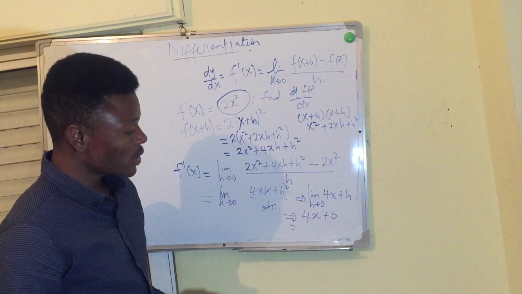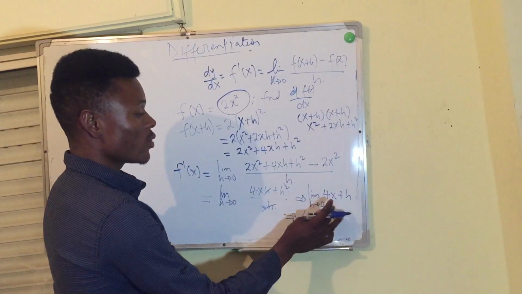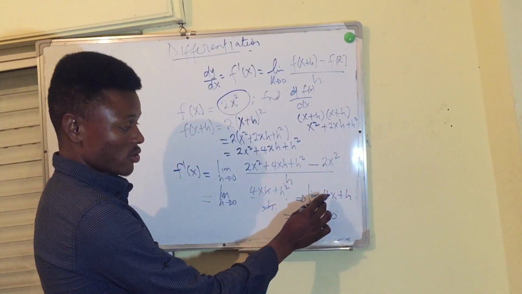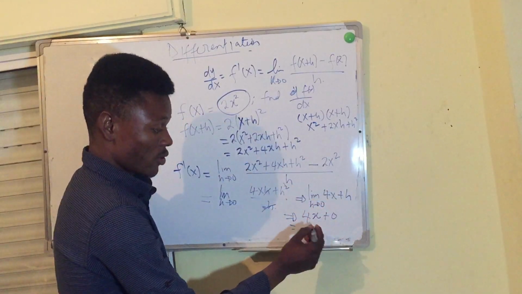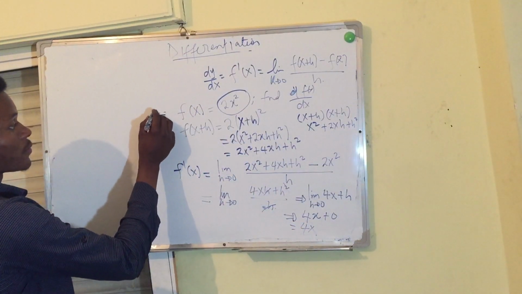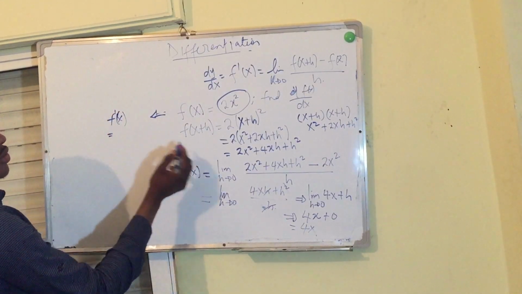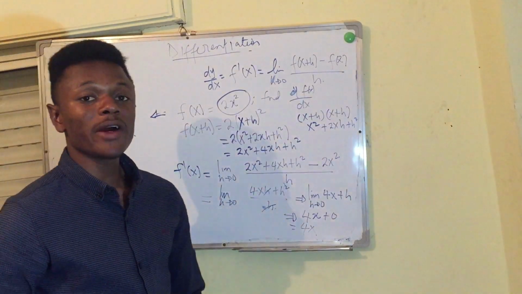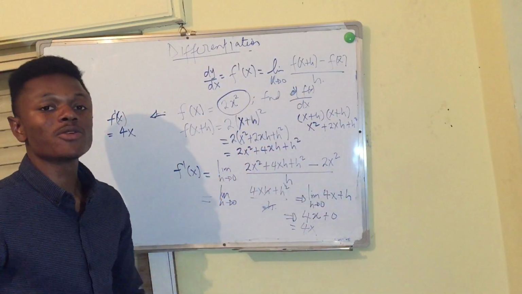Sai ka gama simplifying duka, final step sai ka apply limit din. So here daga nan ba mu iya yin wani further simplification. So mu apply limit as h goes to 0, so 4x plus h, and h is 0, 4x plus 0 is 4x. So wannan yana cewa the derivative of one function, f prime of x, is equals to 4x. This is very clear. It is 4x.